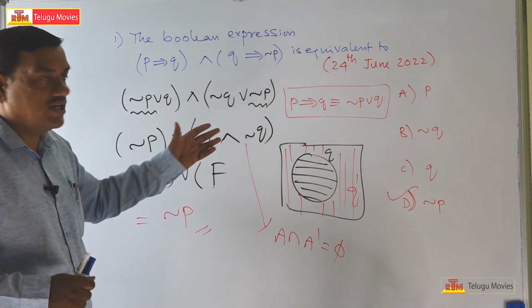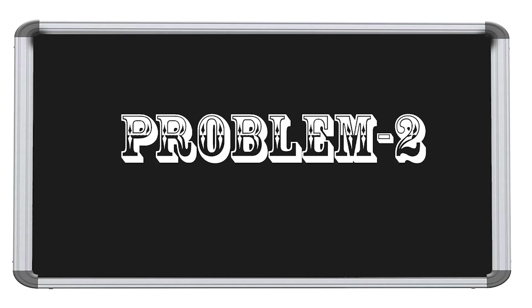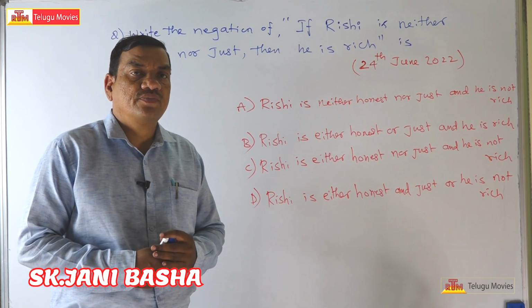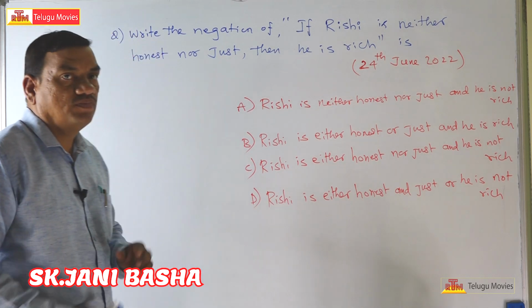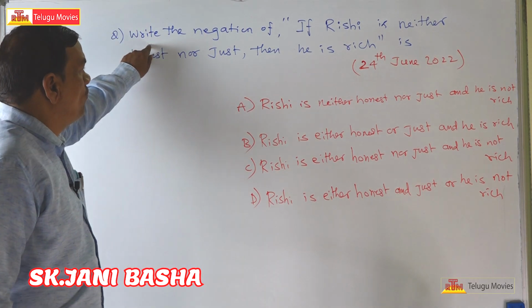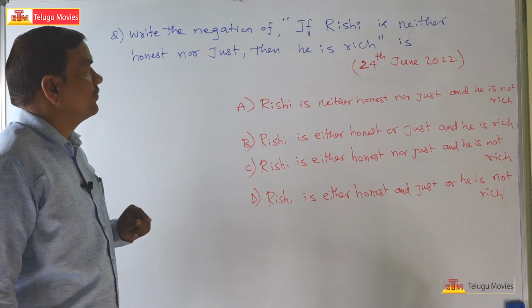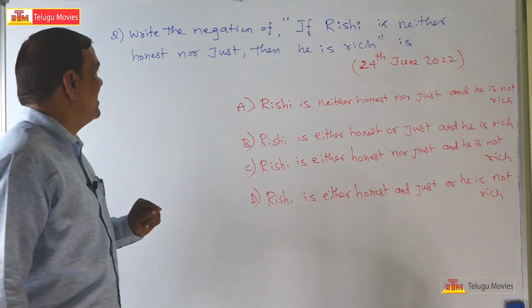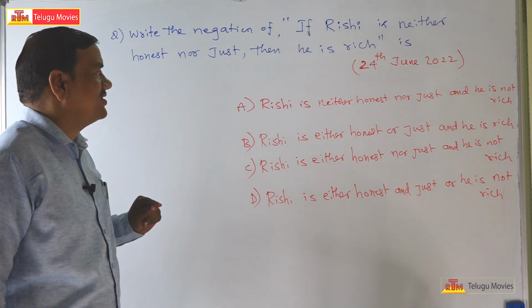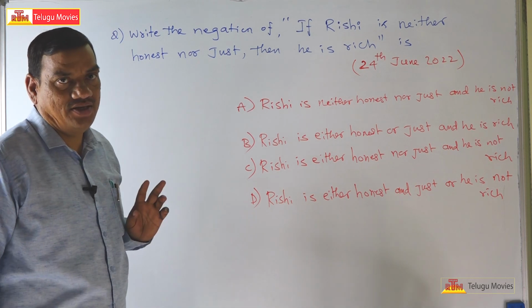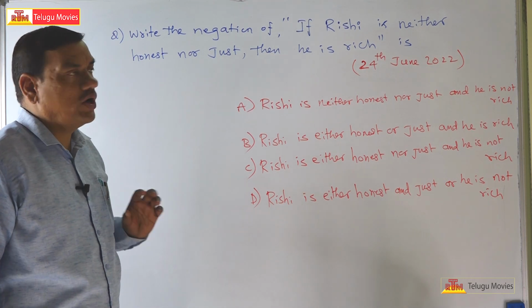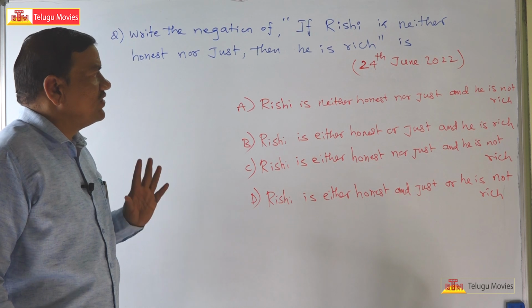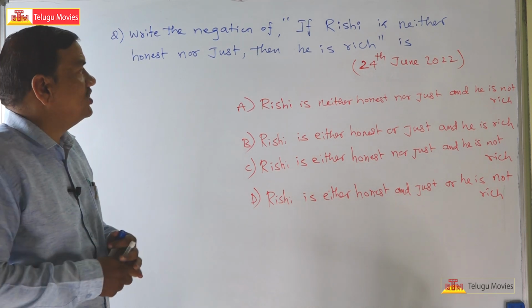Okay. So next, let us go for the next problem. Dear students, welcome to the second problem. The second problem is: write the negation of "If Rishi is neither honest nor just, then he is rich." If you observe, first of all, this is a conditional statement.